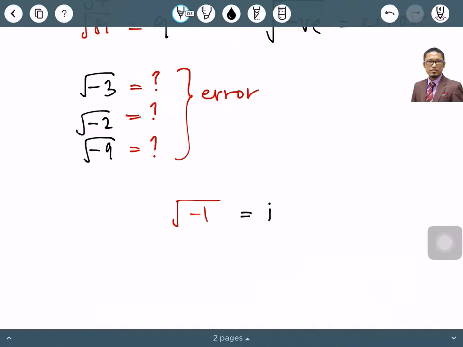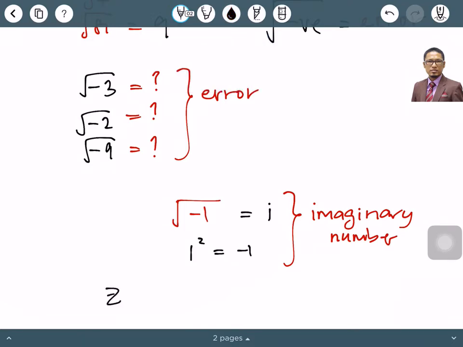Ataupun I square equal to negative 1. Nampak tak? Square root of negative 1 equal to I. So kalau I square equal to negative 1, ini dikenali sebagai imaginary number ataupun nombor khayalan. Contohnya kita boleh tulis imaginary number sebagai Z equal to A plus BI, where A and B is a constant. Contohnya 3 plus 2I, negative 3 minus 4I. Semua ni dikenali sebagai imaginary number.